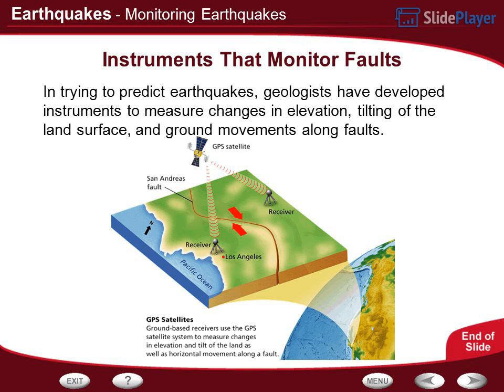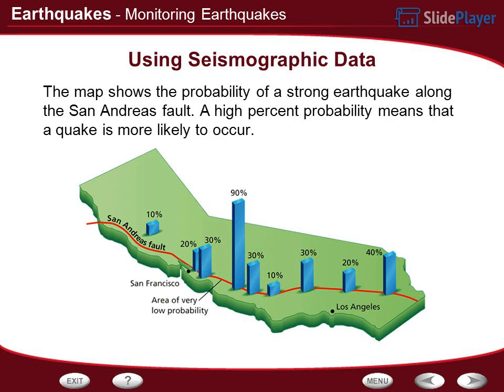Instruments that monitor faults. In trying to predict earthquakes, geologists have developed instruments to measure changes in elevation, tilting of the land surface, and ground movements along faults. Using seismographic data. The map shows the probability of a strong earthquake along the San Andreas Fault. A high percent probability means that a quake is more likely to occur.